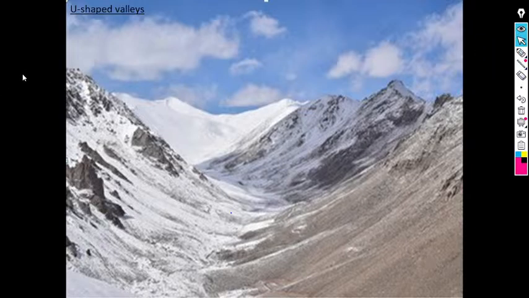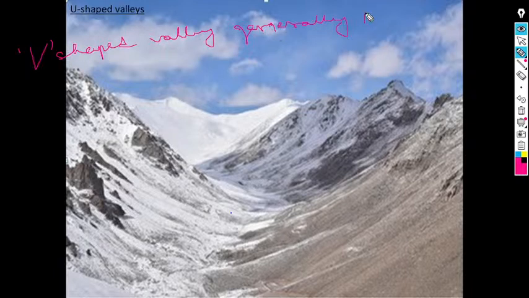A V-shaped valley is generally formed by a river. Rivers mainly form V-shaped valleys.